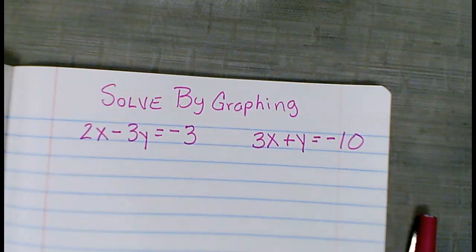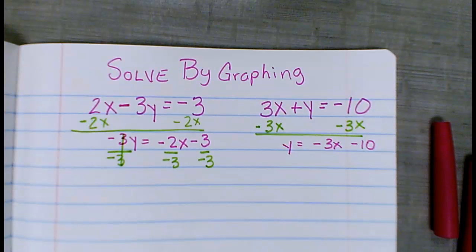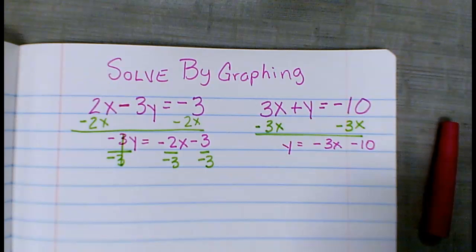But if I'm going to solve this system by graphing, I have to have them in graphing form, y equals mx plus b form. So that's the first thing we need to do. So I solve both of the equations for y.